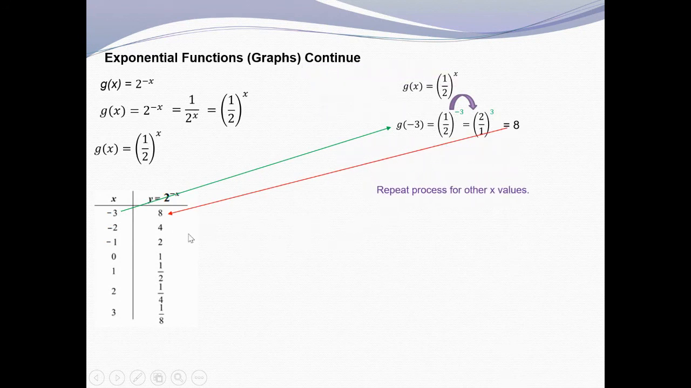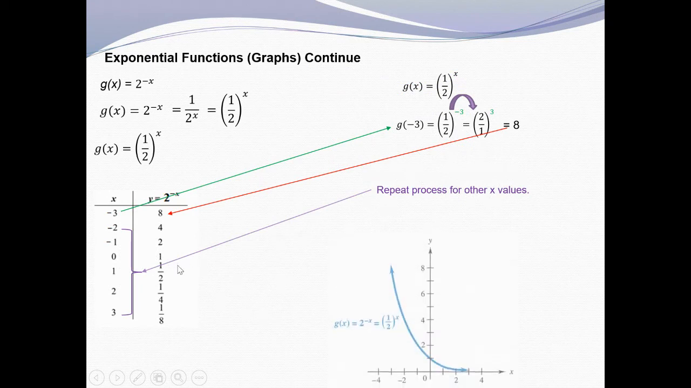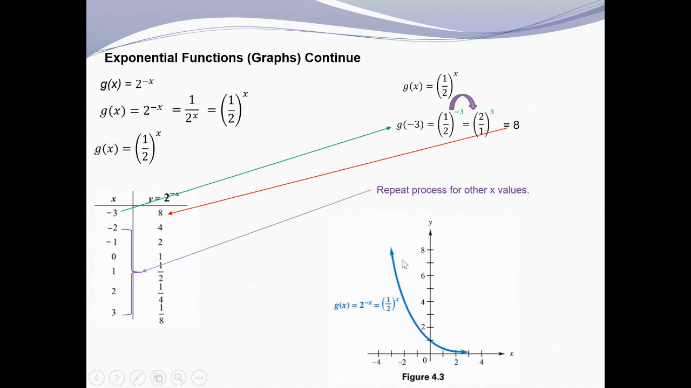And you repeat the process for all these values here, right? For all these values here, you repeat the process. And just plug them in there, guys. And that's why these are the answers here. So that's my graph for 2 to the negative x, which is equal to 1/2 to the x power. And in the same graph as before. Okay.